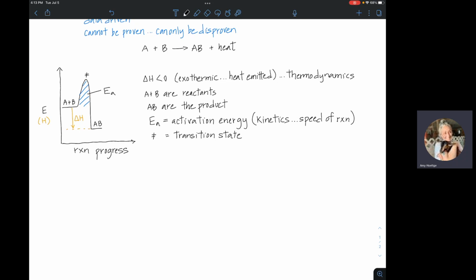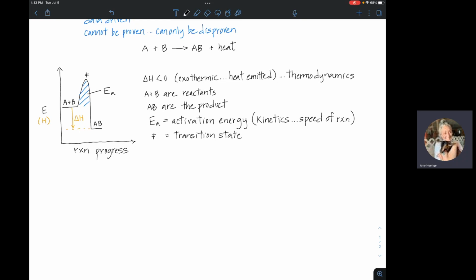And when you get to the top of that little mountain, once you achieve that transition state, that theoretical place where you're in between reactants and products, then you're either on your way down if you have an exothermic process, right? Or you're on your way to products. So we have our transition state.